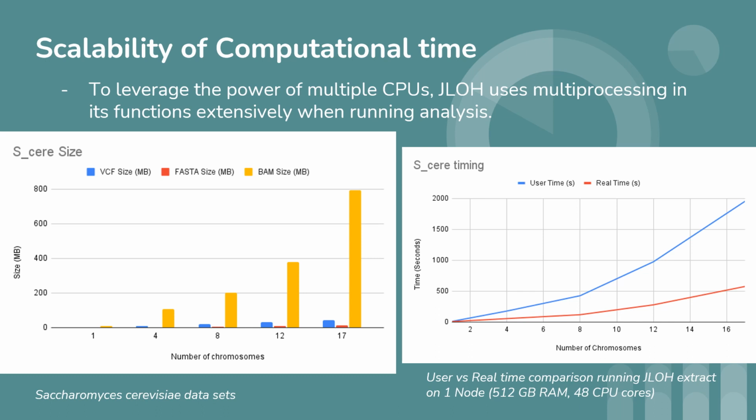In the second graph, there are two lines. One represents real time, which is red, and the blue one represents user time. Real time is the actual time from when we run the command up until we get the output. And user time is the cumulative time taken by the CPUs to run the program. You will notice that user time is relatively higher than real time because JLO leverages the power of multiple CPUs by using multiprocessing extensively in its functions to run its analysis. The computational time increases linearly, as you can see in the line graph, as we increase the size of the datasets, showing that JLO is scalable by computational time.